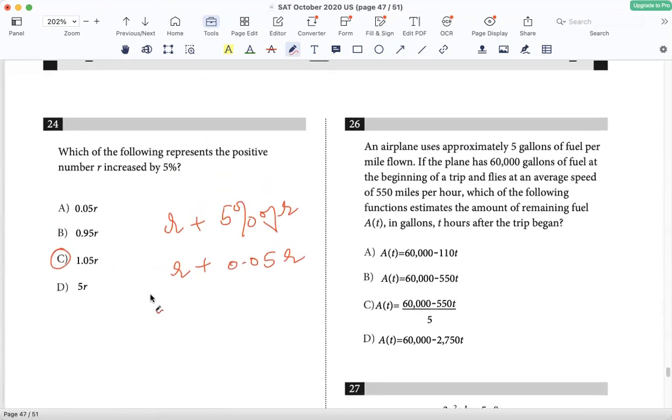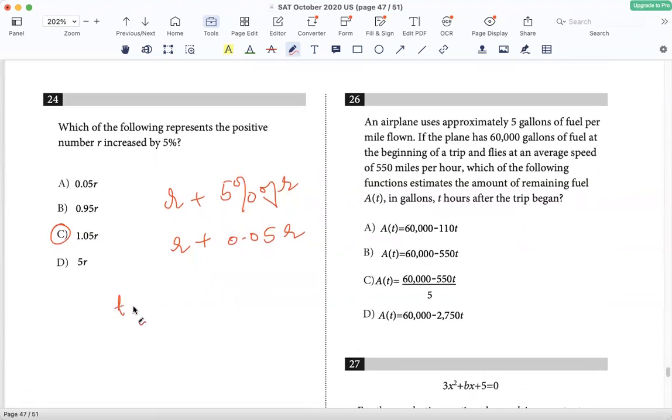An airplane uses approximately 5 gallons of fuel per mile flown. If the plane has 60,000 gallons of fuel at the beginning of a trip and flies at an average speed of 550 miles per hour, which of the following functions estimates the amount of fuel remaining T hours after the trip?